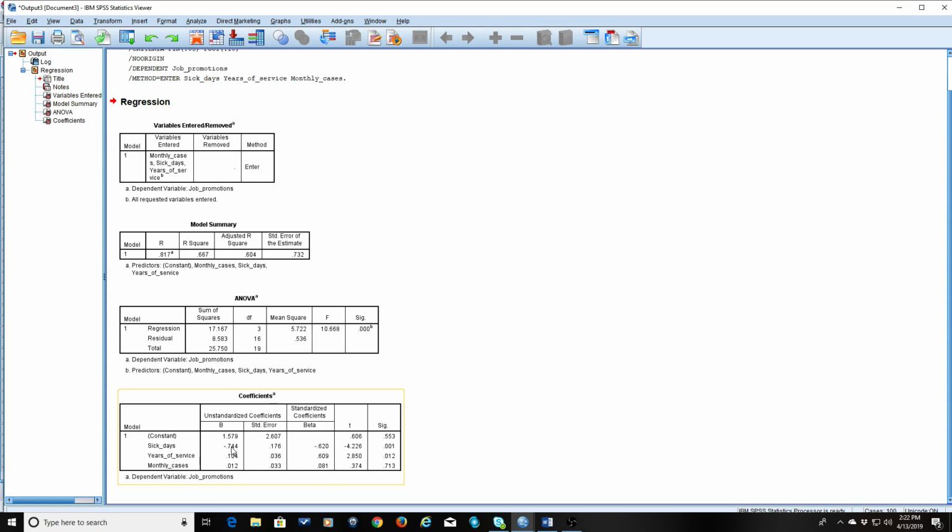But basically, the higher the number here, the higher the fact that it's predicting the outcome. The thing is with the B is that they're not standardized because one might be a different scale than the other. So you're kind of comparing apples and oranges here.